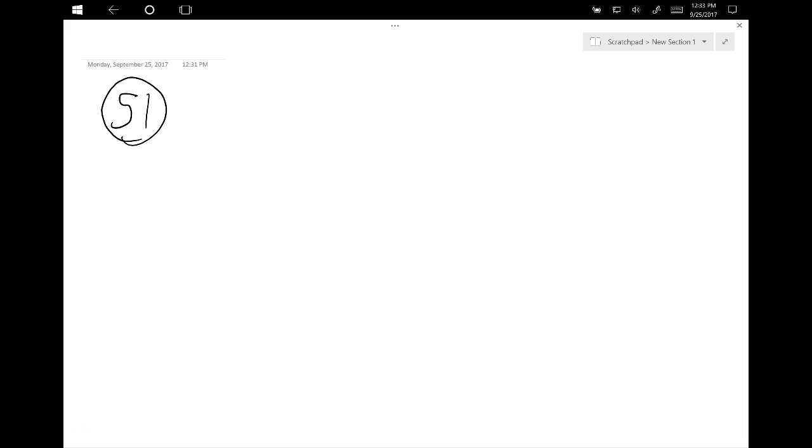Starting with, we want to know how much water should be evaporated. So I'm just going to call that X. We're going to let X be the amount of water to be evaporated.